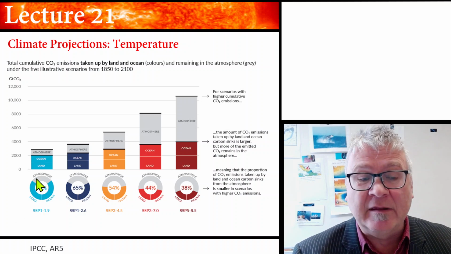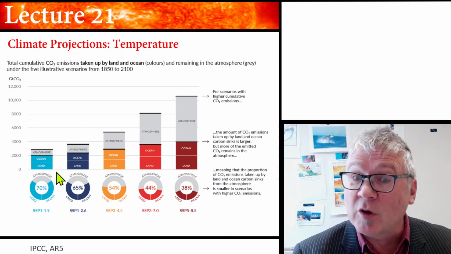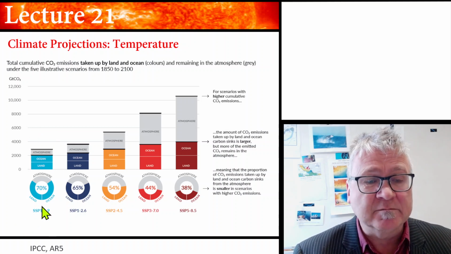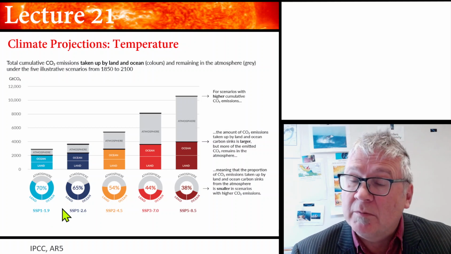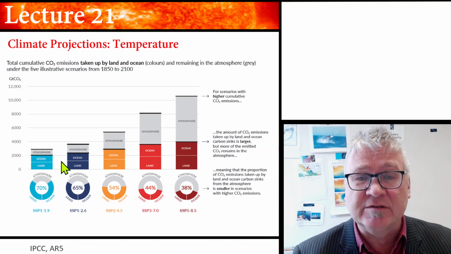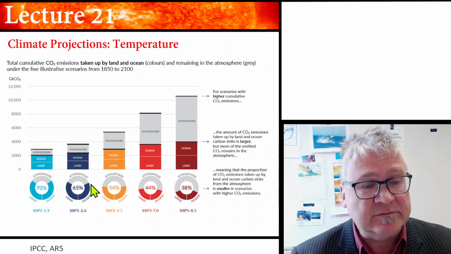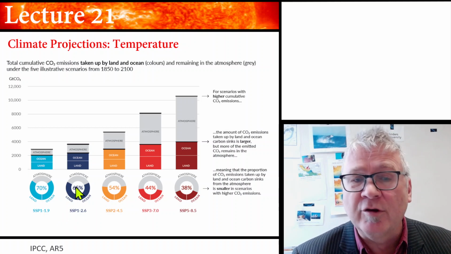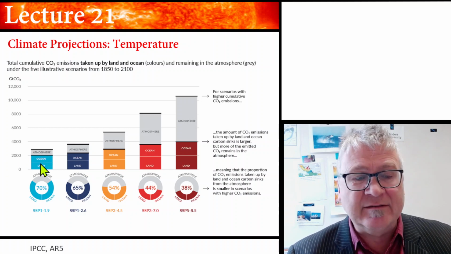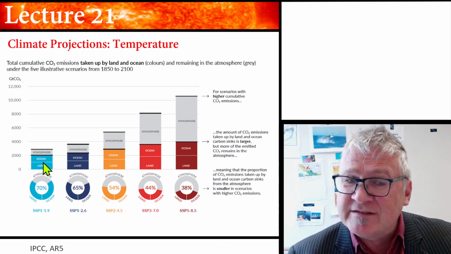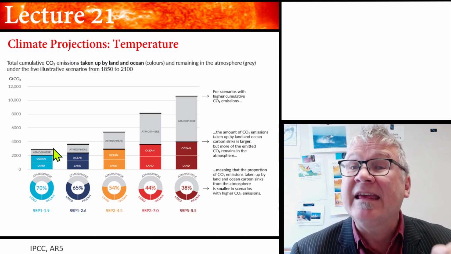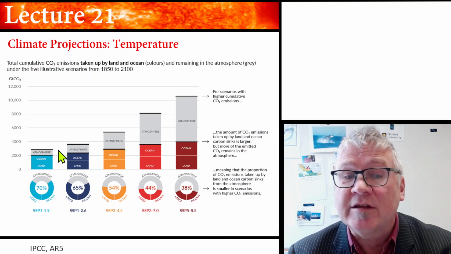So, for example, here, in this low emission scenario, which is also color coded, by the way, you have that blue color. These are the low emission scenarios where humans manage to stop greenhouse gas emissions within the next 30 to 50 years. And here you can see that the ocean and land take up equal fractions of the CO2 emitted. Okay, and the rest remains in the atmosphere. And in the atmosphere, it actually causes the greenhouse effect.